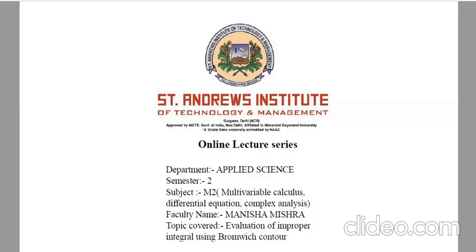So today I will discuss the topic of evaluation of improper integral using Bromwich contour. In our previous session, I told you about evaluation of definite integral. That integral and today's evaluation of improper integral are different. So first, what is Bromwich contour? Let's see.